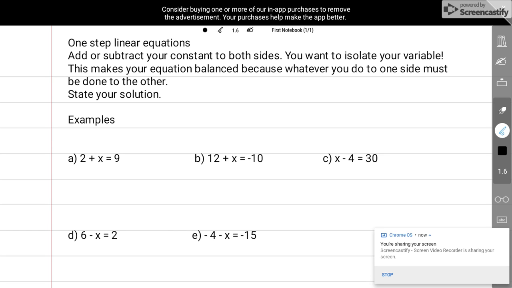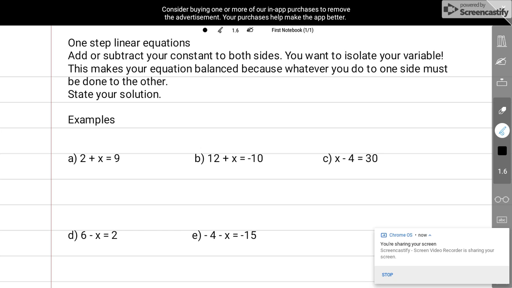Guys, welcome back. Today we're going to be talking about one-step linear equations. So the difference between an equation and an expression is the equal sign. An equal sign is kind of like that divider between the left and the right side of an equation, and you can think of both sides as part of a scale.